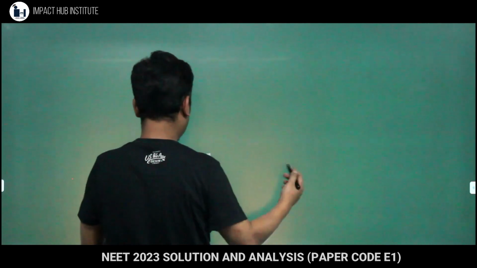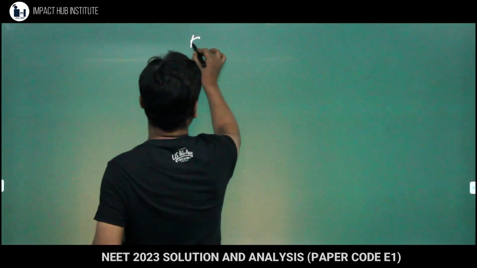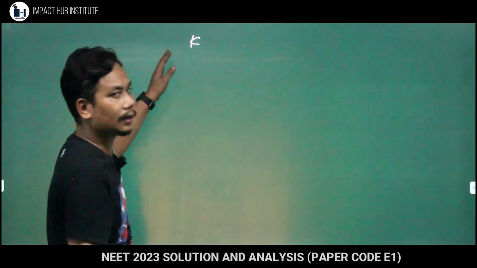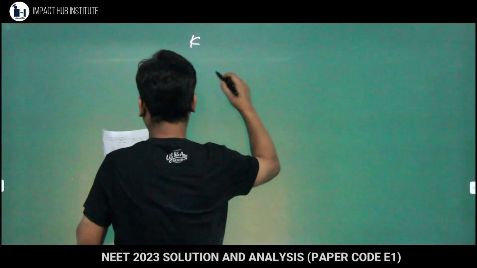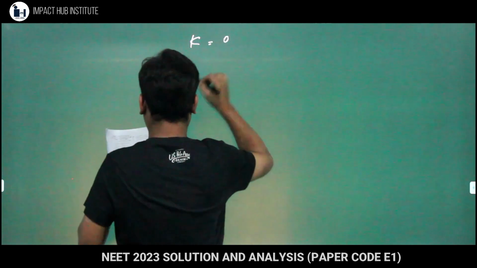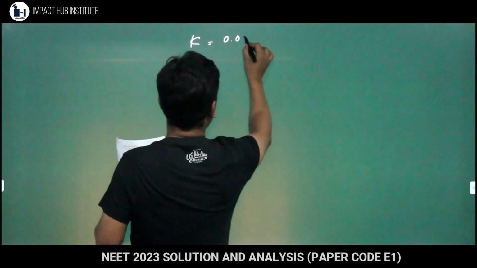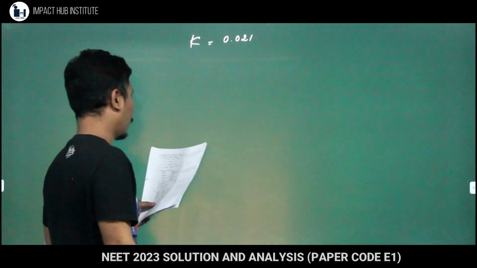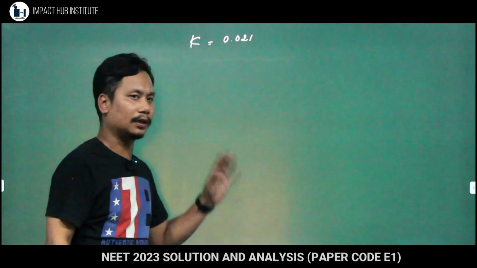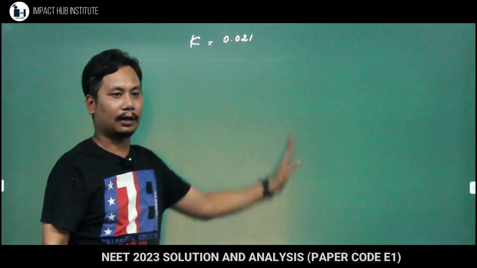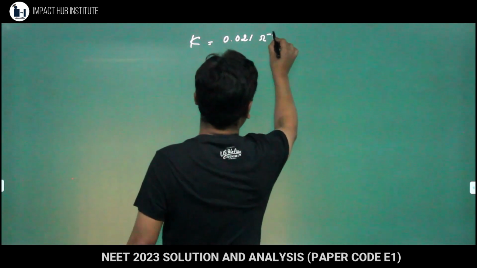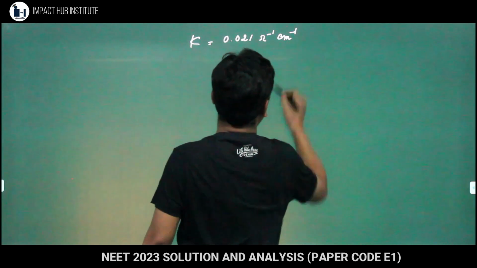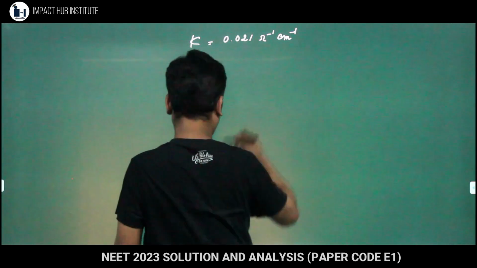So here they have given the conductivity. Conductivity is denoted by this symbol, known as kappa here. Kappa has been given here, and it is 0.021. You don't have to write that last 0. Up till here only you can write. And its unit is ohm inverse centimeter inverse.